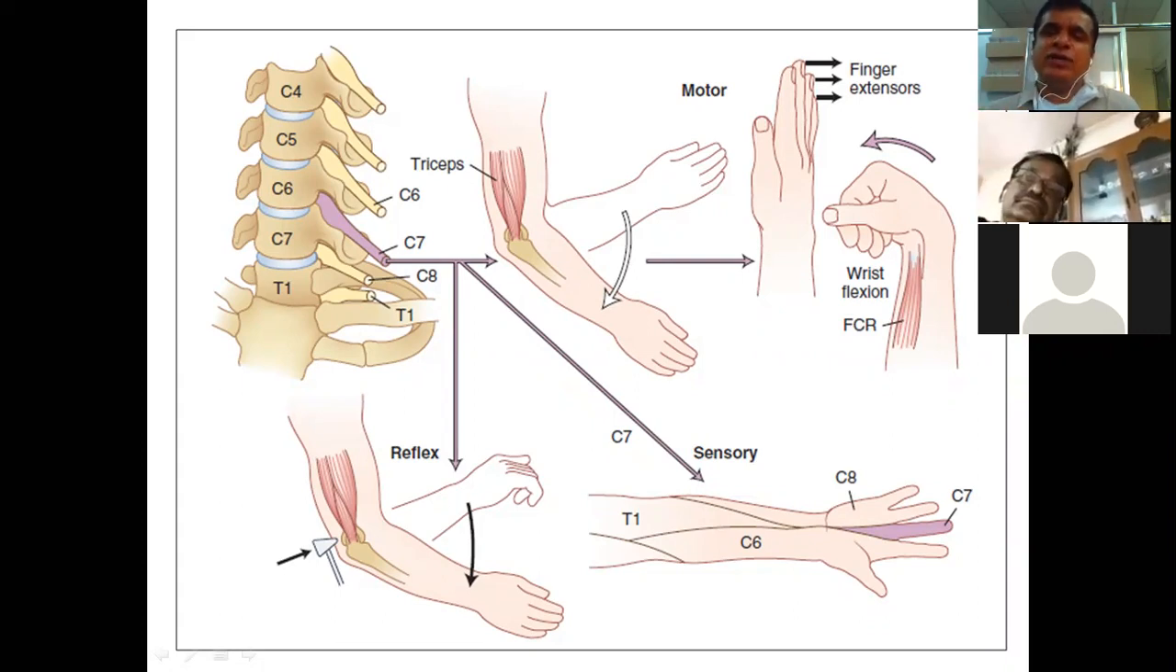The other muscle we have to take is wrist flexion. It's the other motor function supplied by the C7 nerve root. Reflex is the triceps reflex. Sensory: the middle finger is the sensory region for the C7 nerve root.